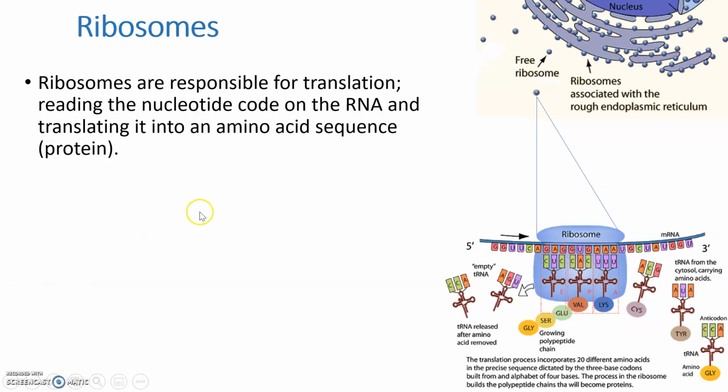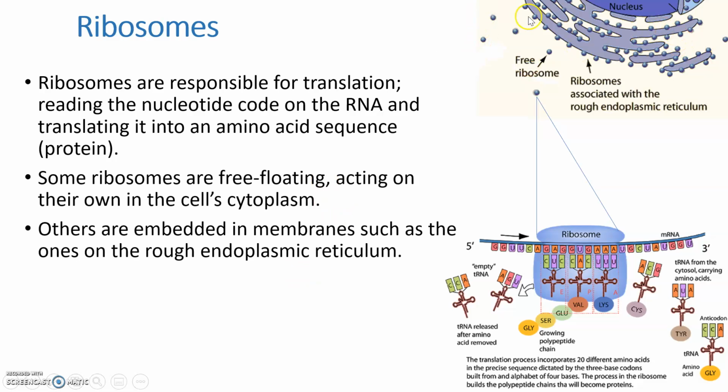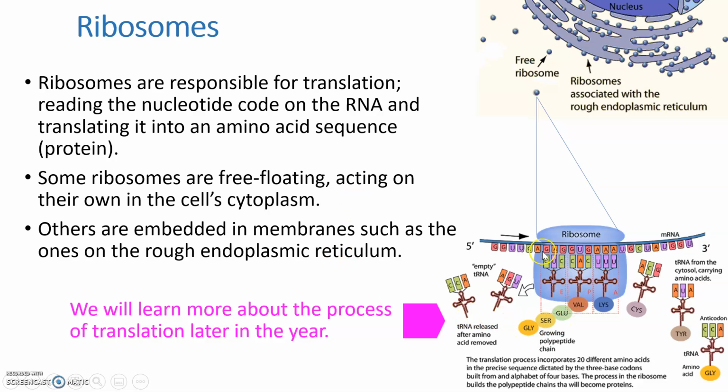So, a little closer look at ribosomes here. Again, they can either be free-floating. We see these blue circles out here are free ribosomes, just kind of floating out on their own, and they can pretty much go anywhere in the cell. Or they might be attached to the membrane of, generally, the rough endoplasmic reticulum. So that's what these are here. They're attached to the membrane. Again, here is the process of the ribosome reading the RNA strand and translating it into an amino acid strand. Again, we'll talk a lot more about this later in the year.